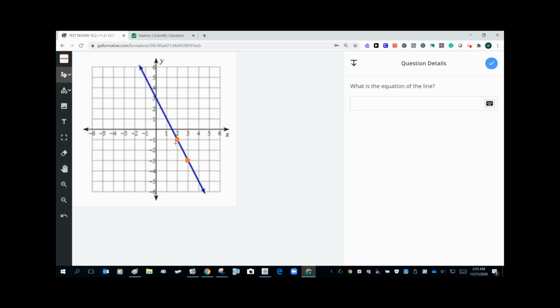So now I need to find the rise. The rise would be -2, and my run will be 1. So my slope is -2 over 1. I also need to find my y-intercept. My y-intercept is where the line touches the y-axis, and it touches right there, which is 3.